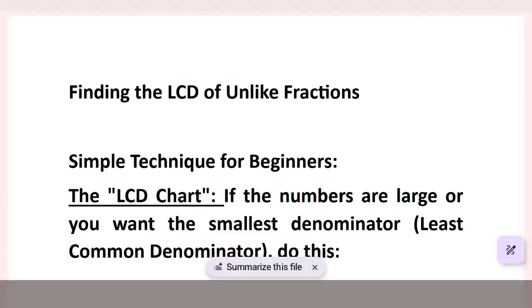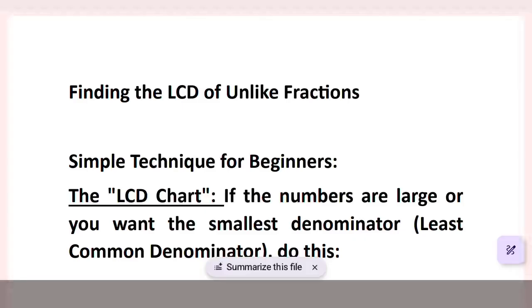In this session, we will discuss how to find the LCD, or the least common denominator, of unlike fractions. I've noticed in some of the students that I tutor that they have a hard time finding the LCD of unlike fractions. When you add or subtract fractions, you cannot do so if their denominators are not the same, that is, if they are unlike fractions.